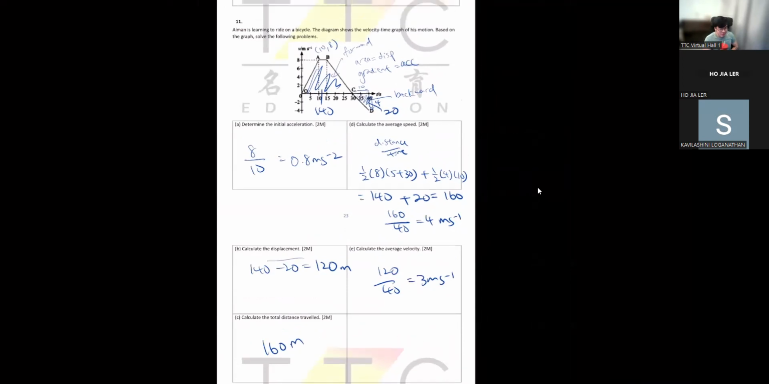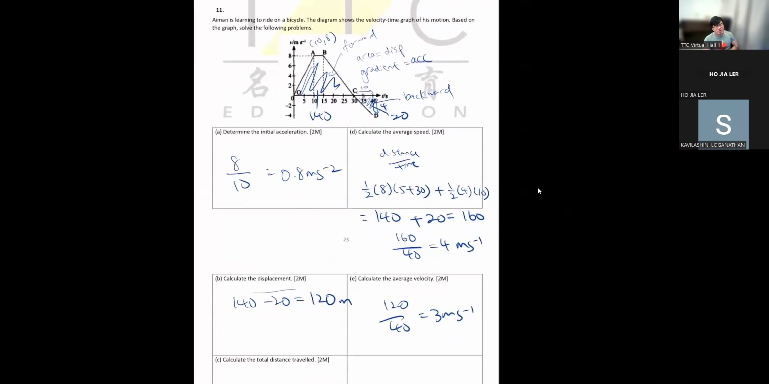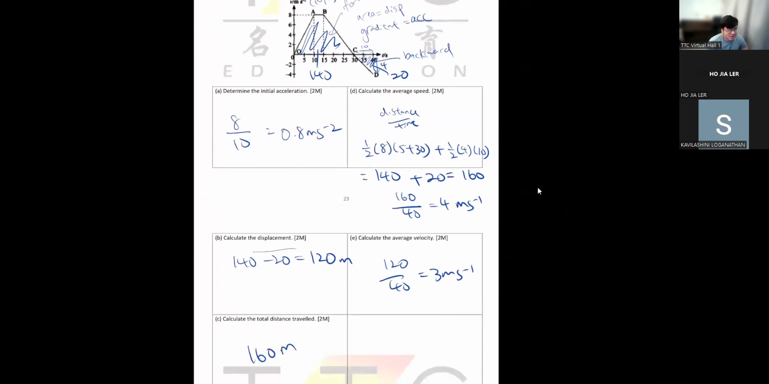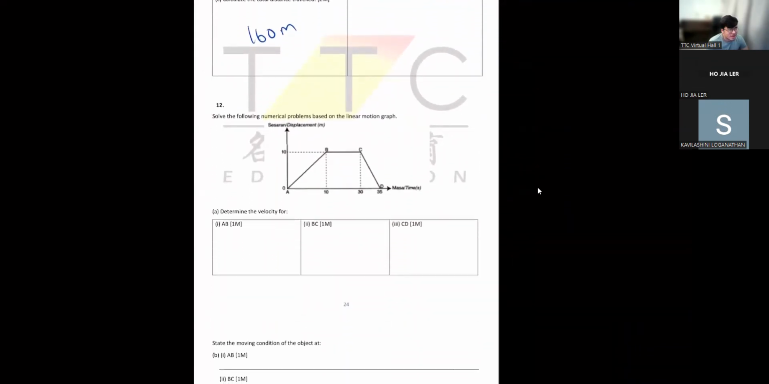Because area is the displacement. Oh, you're confused between displacement and distance, isn't it? Velocity and speed, isn't it? Okay. This takes practice. As long as you understand the concept, it's okay. The rest of it, I leave it up to you to differentiate. Anyway, we'll do a lot of practice. Yeah, sure. Please do.